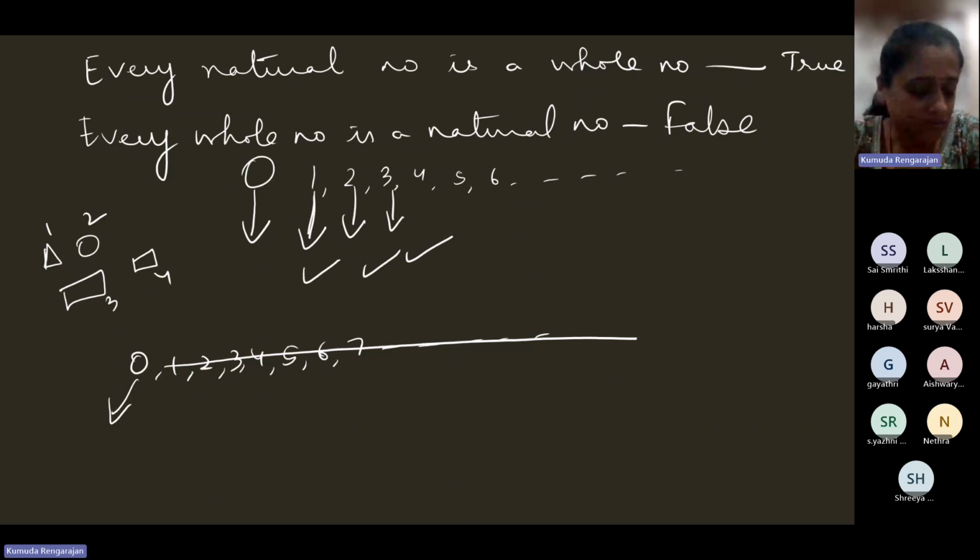And a rational number can be expressed as a terminating decimal or a non-terminating but repeating decimal. Irrational numbers do not have a P by Q form. And they are non-terminating, non-repeating decimals, which are the values of square roots of imperfect squares, cube roots of imperfect cubes, the value of pi, and so on.